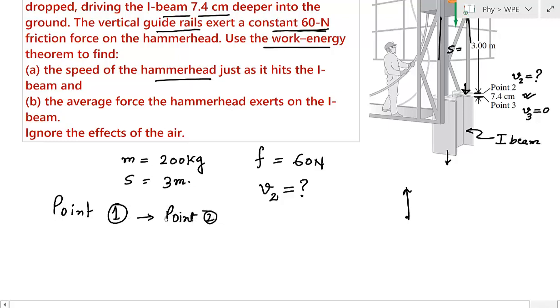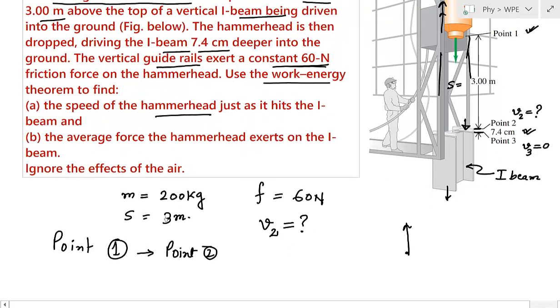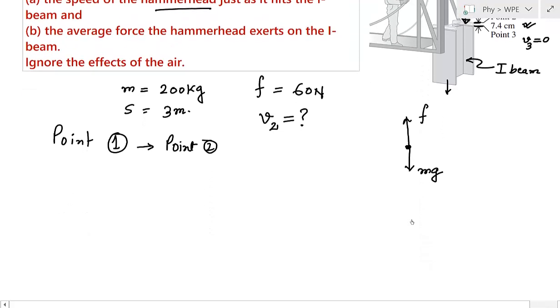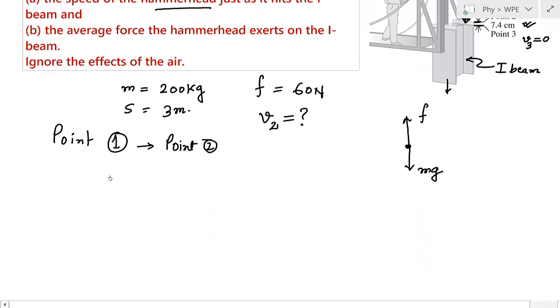In this case, what are the forces that are acting? One force acting on this hammerhead is its weight, that is mg. And there is a friction force acting due to the guide rails, and this force is in the upward direction, that is F. So the total force, let us calculate in the downward direction. So this will be mg minus F.